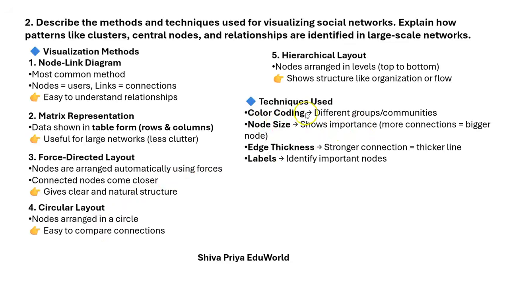And the node size shows the importance. The more connections, the bigger the node. Edge thickness shows the stronger connection, a thicker line means a stronger connection. The labels identify the important nodes. These are all the techniques used in visualizing social networks.